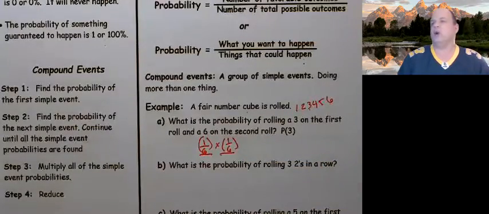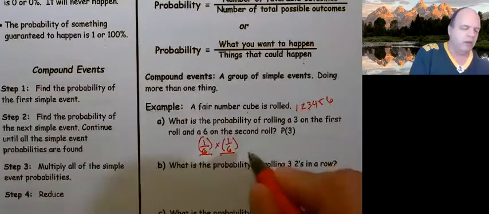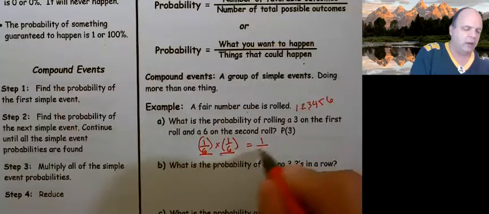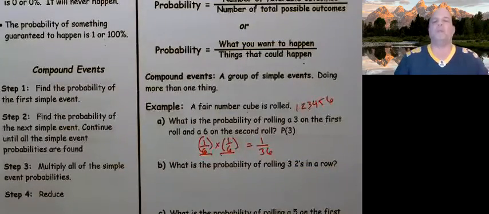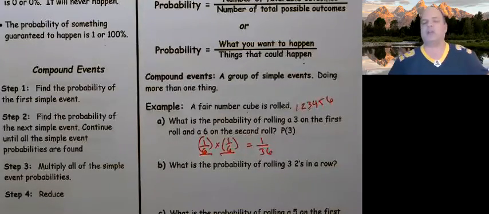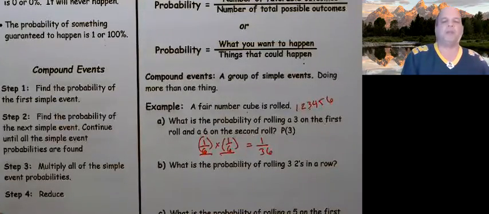Now, in this case, I know I can multiply because there's no impact from one roll to the other. In other words, they're independent. And we'll talk more about independence later. But as long as the first doesn't impact the second, we can multiply.